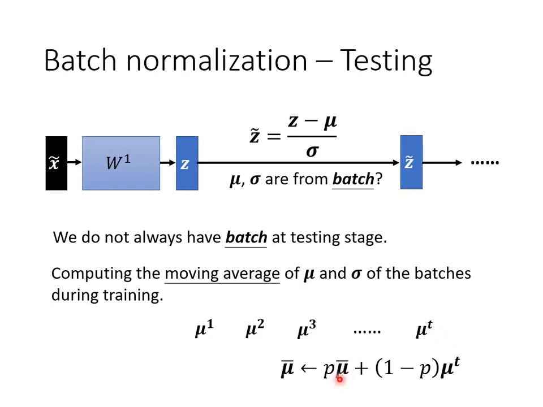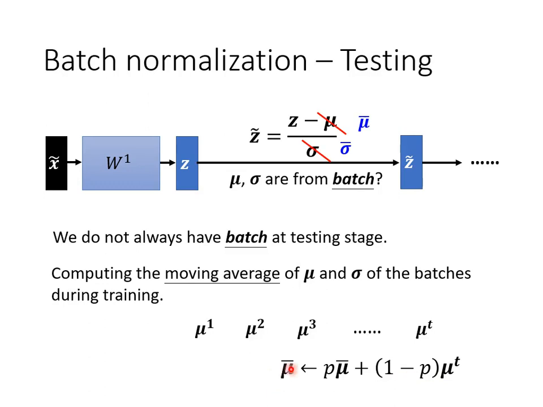That is, you will multiply the average value of mu you calculated, called mu bar, with a factor. This is also a constant. This is also a hyperparameter. It needs to be adjusted. In PyTorch, p is 0.1, if memory serves me right. Okay. Then we add 1 minus p, multiplied by mu-t. Then update your average value of mu.